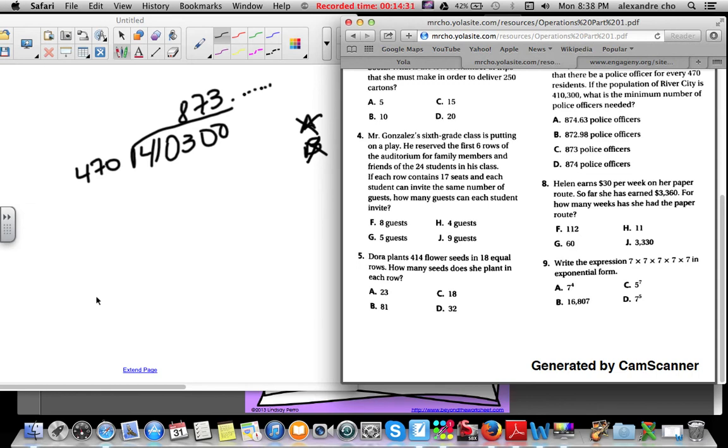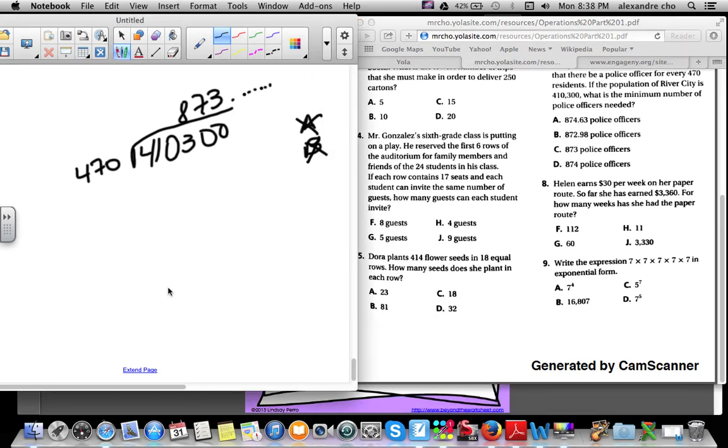8. She earns $30 per week on her paper route. So far, she has earned 3,360. So how many weeks has she worked? Well, this is how much money she has right now.